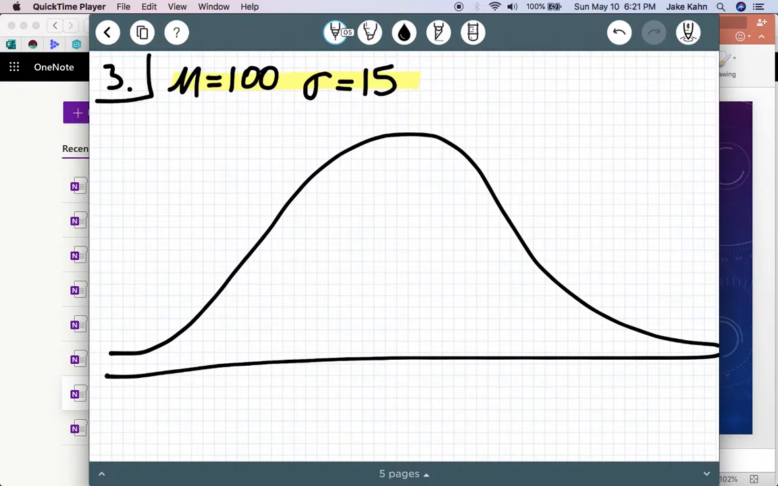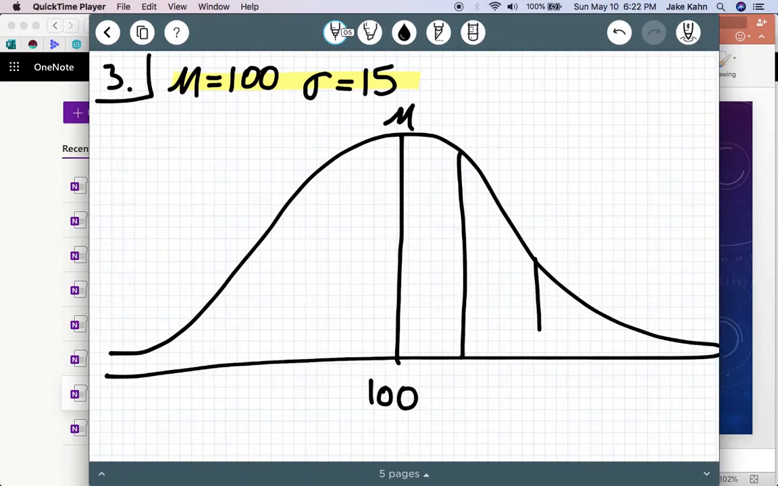I'm going to draw a line straight through the middle, and this is going to represent my mean. I'm going to label it with a little m or a mu symbol on top, and then I'm going to put the actual value of the mean on bottom. The actual value of the mean is 100. And now it's really important that you label this normal distribution with 3 standard deviations to the right and 3 standard deviations to the left. So we're going to draw 3 lines to the right. They should be evenly spaced. And 3 standard deviation lines to the left. They should be evenly spaced.